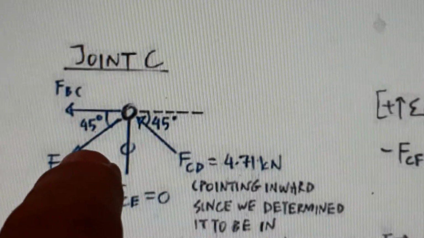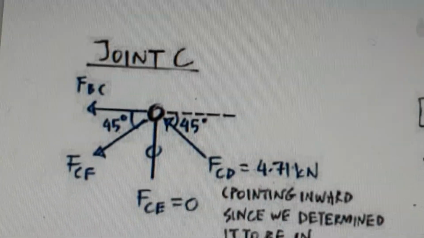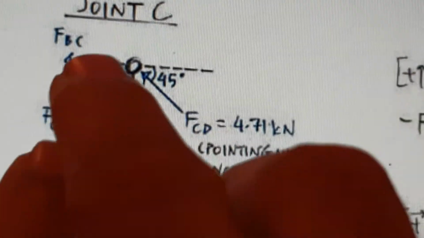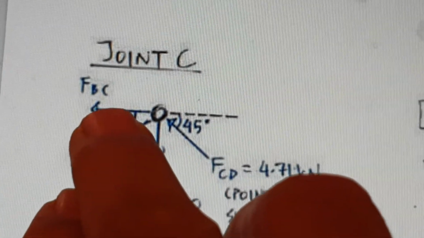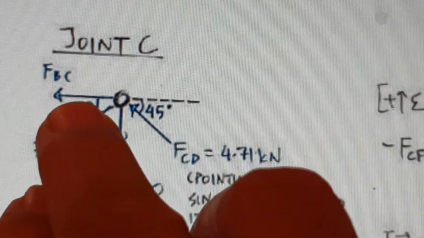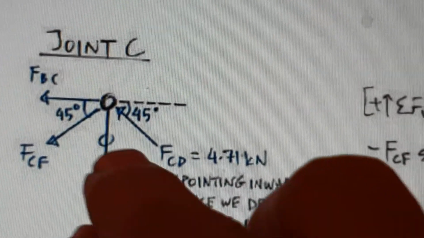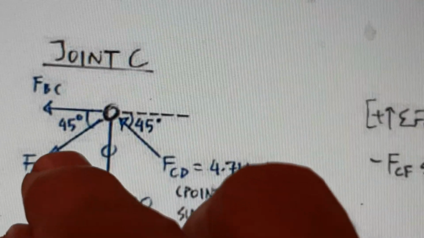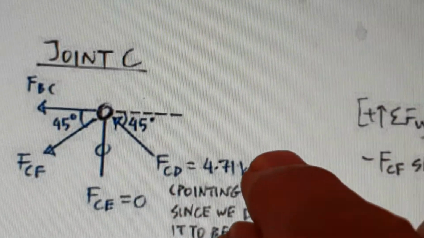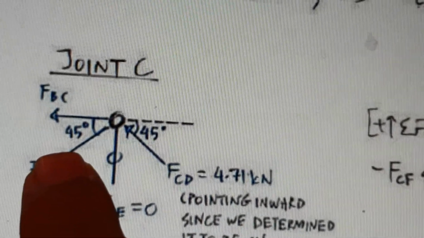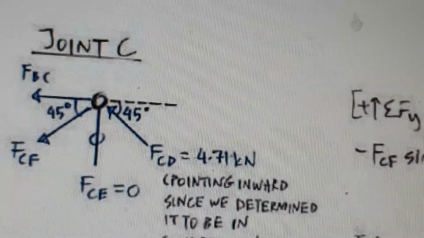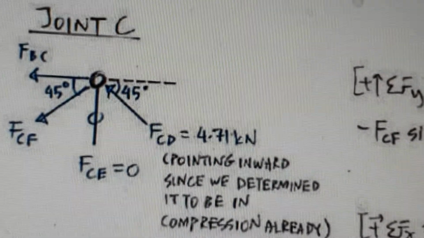So to find FCF, what's the best way? To find FCF, the best is not to find summation of force at X, because this is unknown. And we don't need it. The best is to find summation of force at Y equal to 0, because we could find this. This is known, and this is 0, so we could find this easily. We have the angles. So let's find summation of force at Y equal to 0.